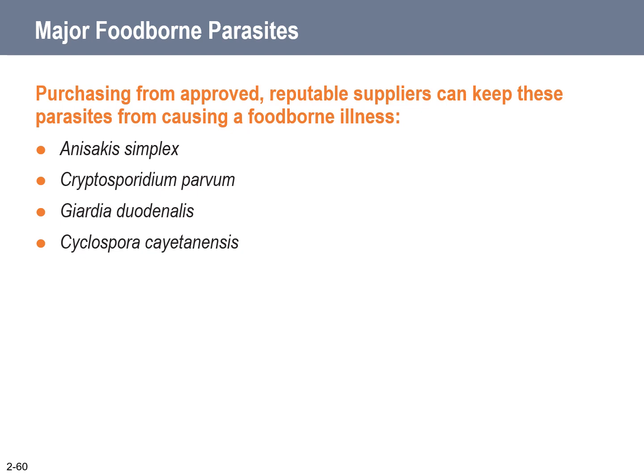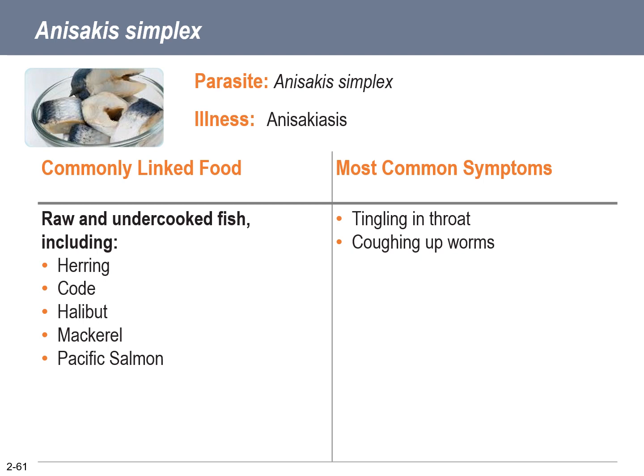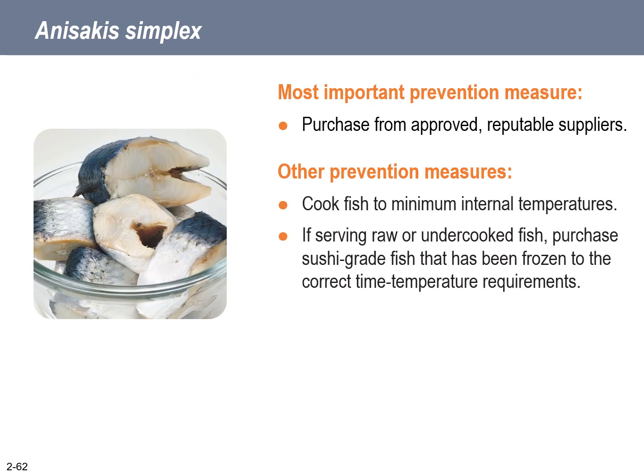Anisakis simplex, Cryptosporidium parvum, Giardia duodenalis, and Cyclospora cayetanensis. So Anisakis is found in raw and undercooked fish, so herring, cod, halibut, mackerel, and Pacific salmon. You could have tingling in the throat, and you could cough up worms. Purchase from approved suppliers. Cook fish to minimum internal cooking temperatures, and make sure the fish has been frozen if it's being served as sushi grade fish.